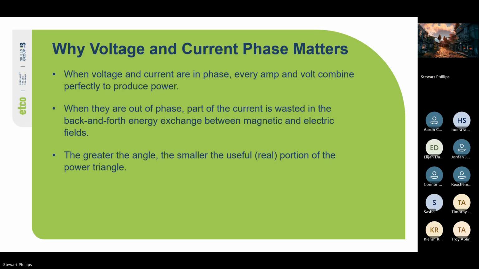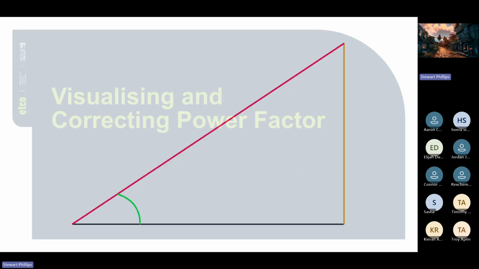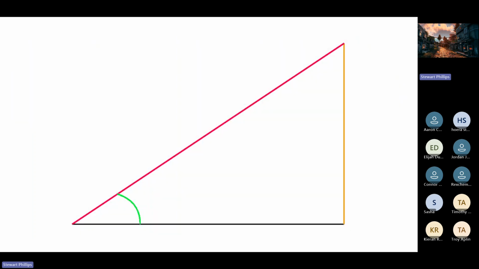Cool. So now we'll look at visualizing and correcting power factor. We'll build a power diagram to see what poor and corrected power factor looks like in real numbers. We'll start with an inductive load, then we'll add a capacitor to compensate it. So this is a power factor triangle.